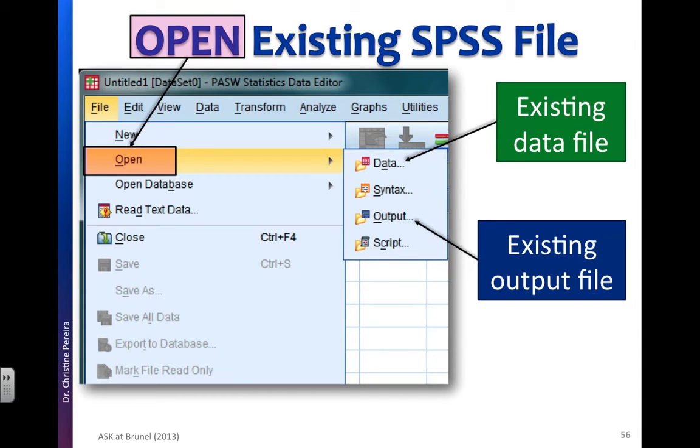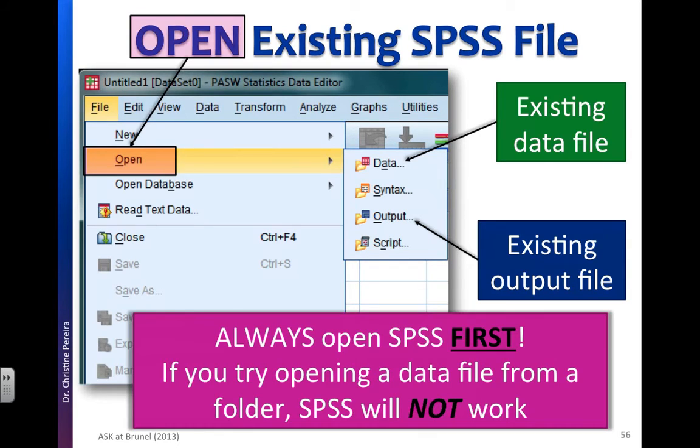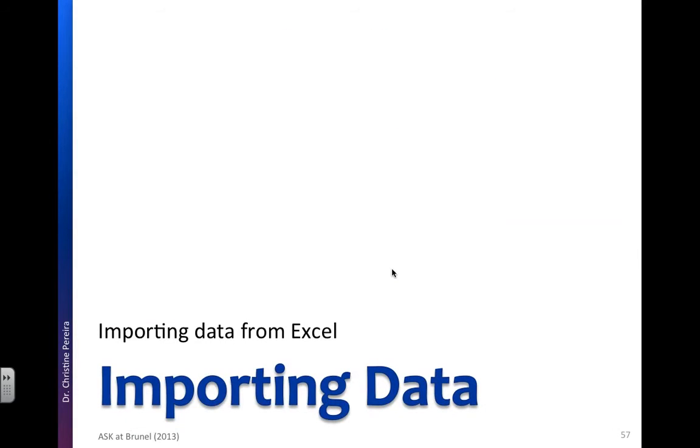You really need to open SPSS first. Once SPSS is open, you can open it this way with File, Open, and then you can choose Data to open an existing data file. You can even open an existing output file and continue adding output to it. As I just mentioned, do open SPSS first, because if you try opening it without opening SPSS, it's going to crash or the license will not be available.